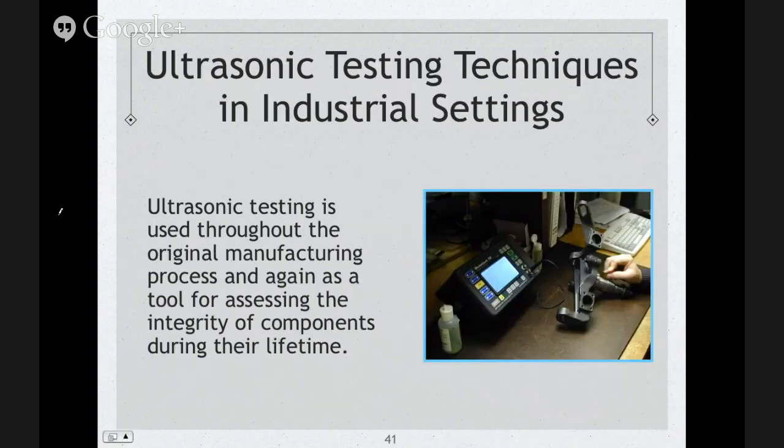And so ultrasonic testing is used throughout the original manufacturing process, and again, as a tool for assessing the integrity of components during their lifetime. Right? So not only do we check parts that are in service to make sure that they are good and they can continue being in service, but also we want to check them in the manufacturing process to make sure that we're not wasting time and spending money putting some part that maybe has some internal defects through some processes that may not be needed otherwise.